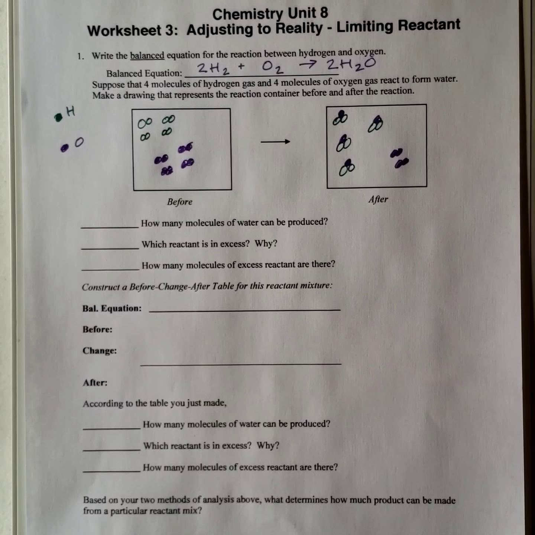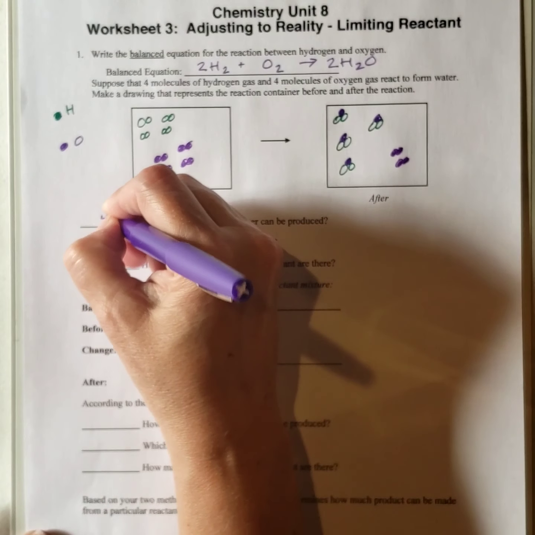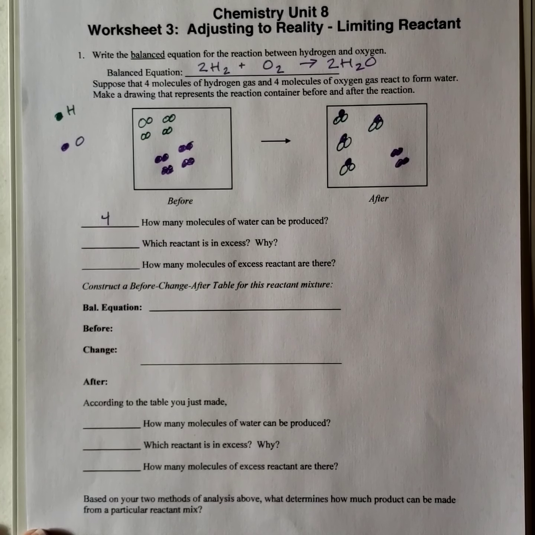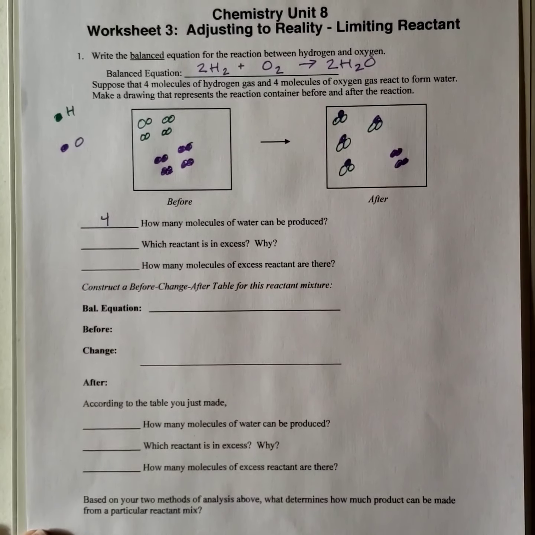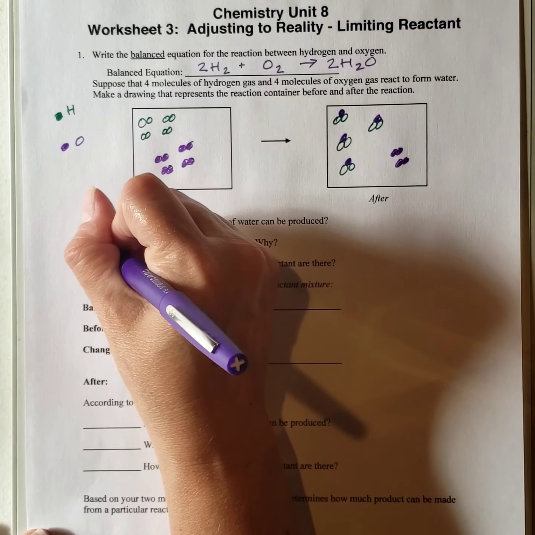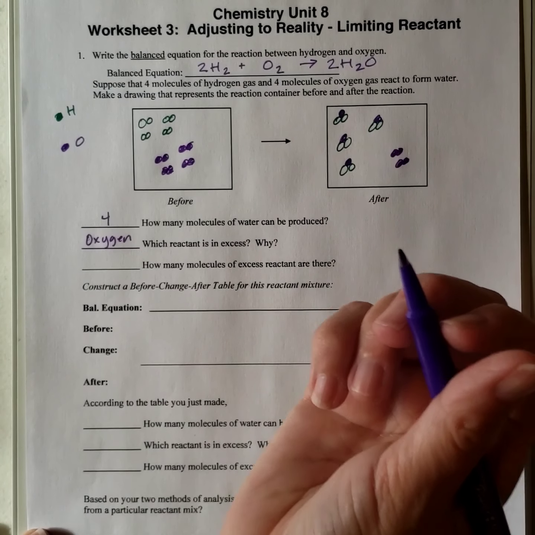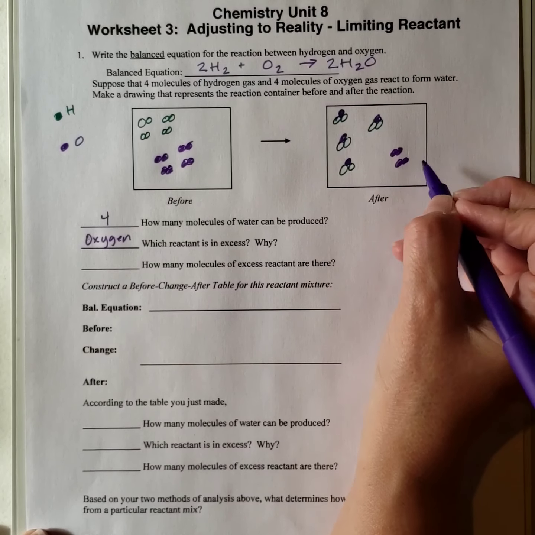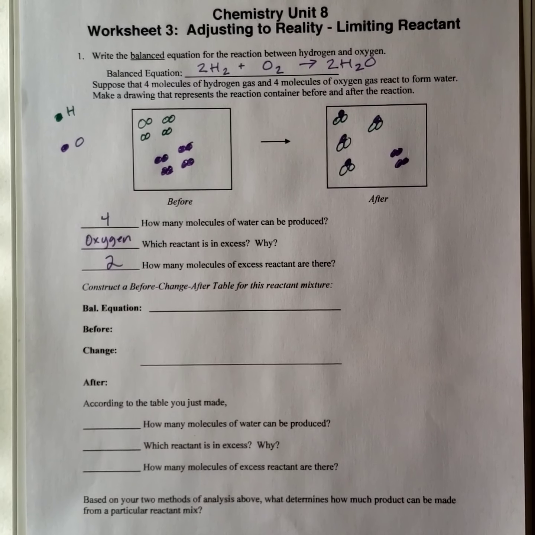So how many molecules of water can be produced? Well, let's count. We have 1, 2, 3, 4 molecules of water. Which reactant is in excess? So what did we have too much of? It looks like we have too much oxygen because it didn't attach to the hydrogen. So it is the oxygen. Why? We didn't have any more hydrogen to work with it. How many molecules of excess reactant are there? We have 2 molecules, or 4 atoms of oxygen that are left over.